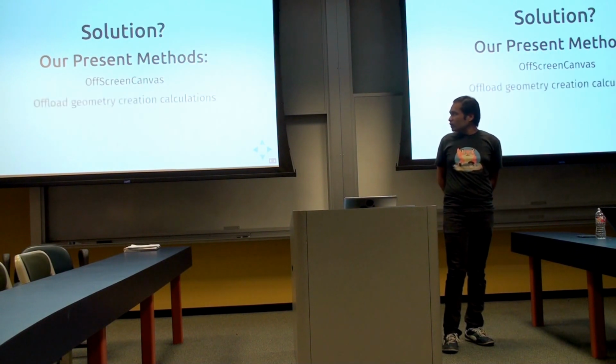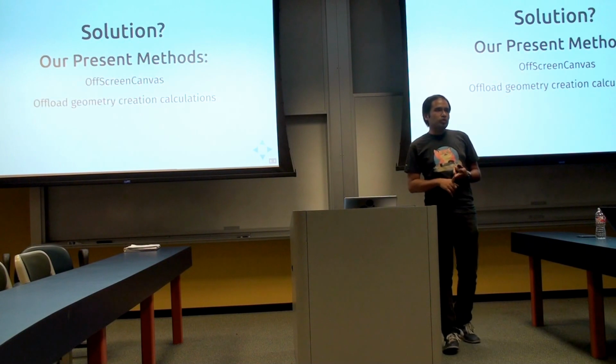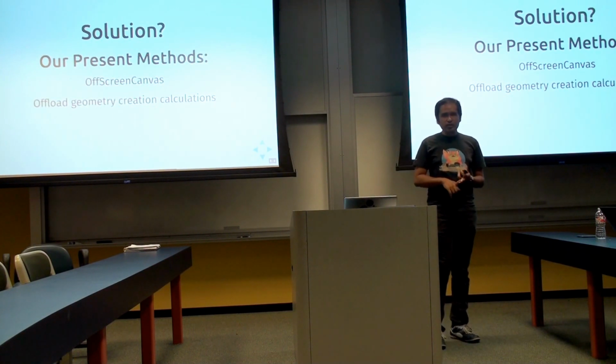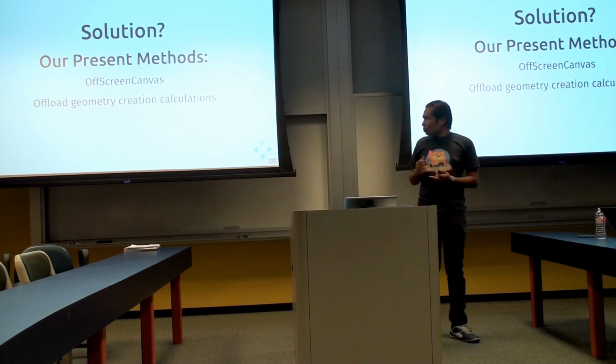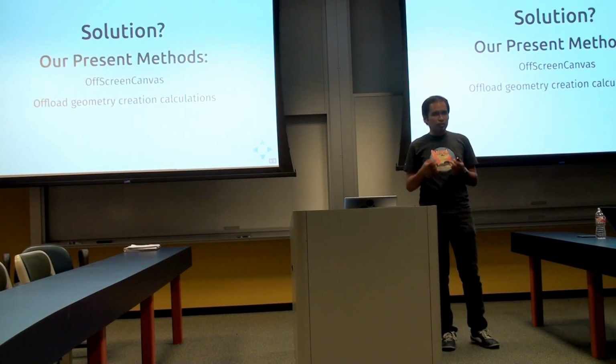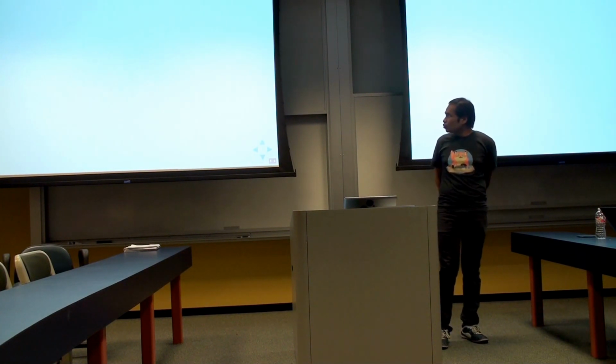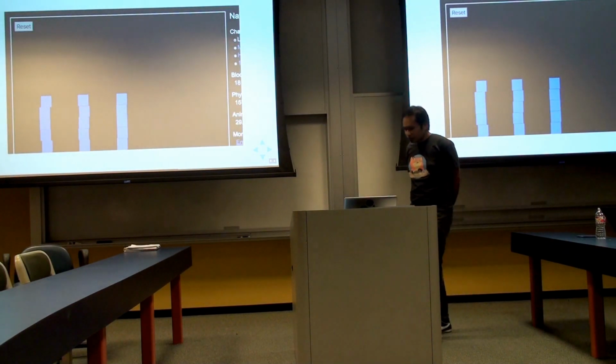The 2 things we're going to try are off-screen canvas and offloading some of the geometry creation logic to the worker. By offloading geometry creation calculation, I'm talking about the creation of mainly triangles and polygons, because they are mostly used for the rendering part. So let's try another one.